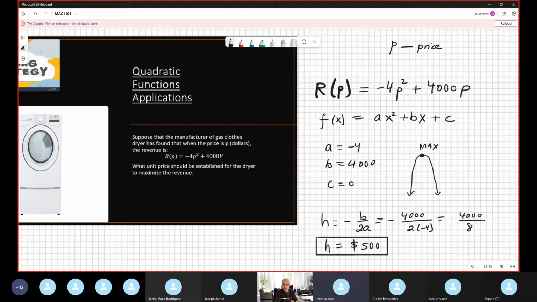Sometimes the application asks you about the optimum, but sometimes it's important to discover the independent variable value. Remember, the vertex has h, k. H represents the optimum price, which is $500. This is the final answer in the story.